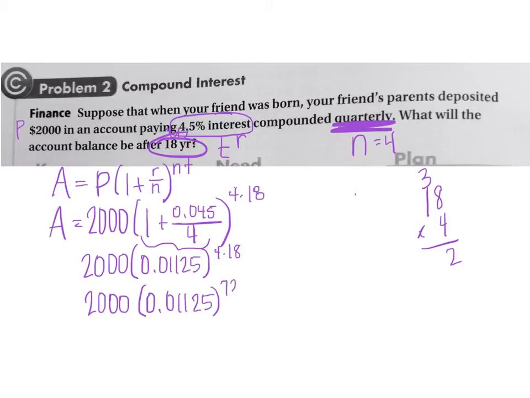So it's going to be to the 72 power. Now what you can do is put all of this in your calculator. So you're going to do the exponent first. So let's do 1.01125. Put that in your calculator. 1.01125 to the 72 power equals, times 2,000.